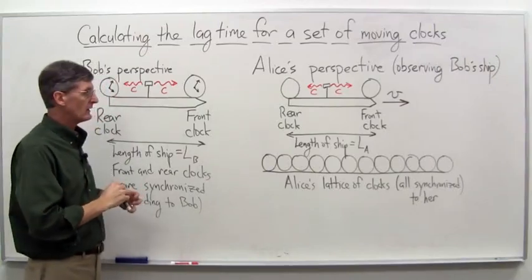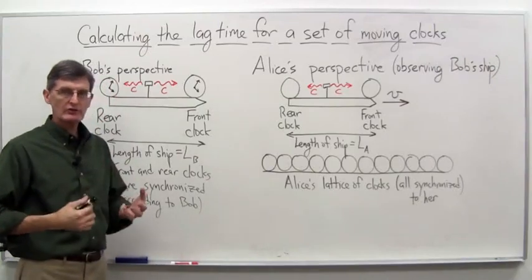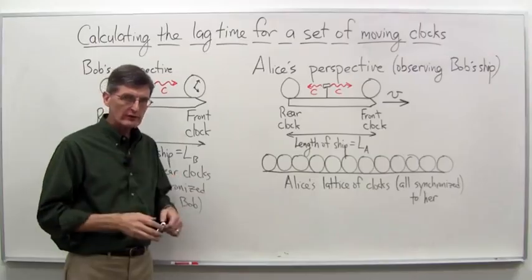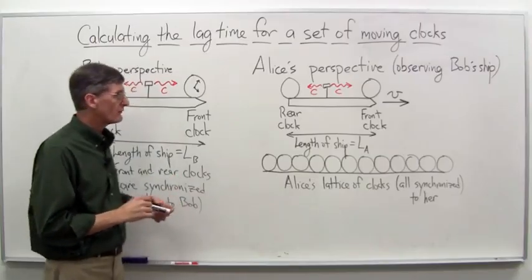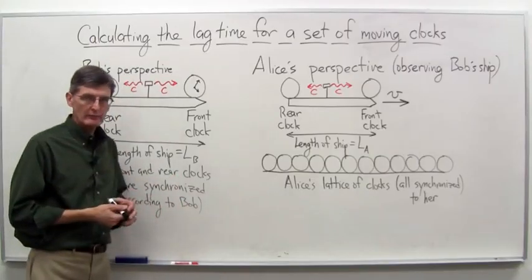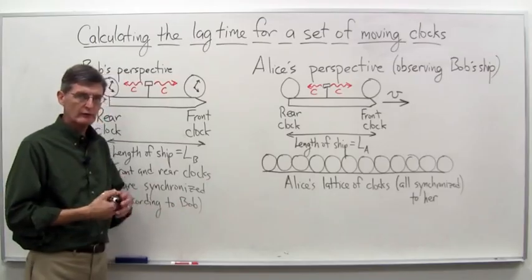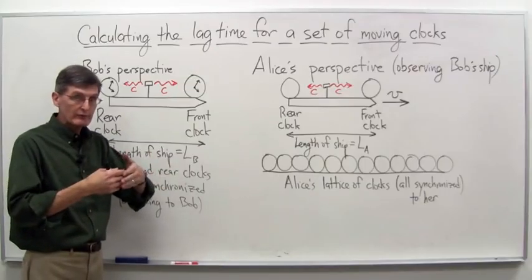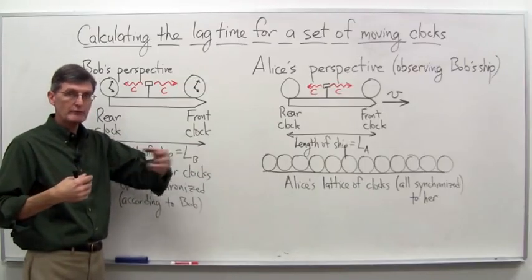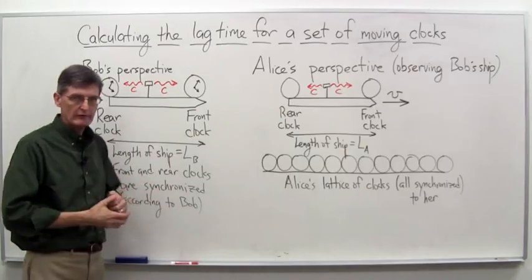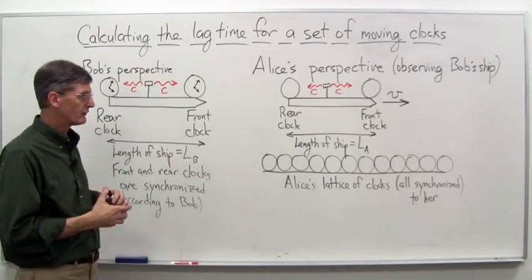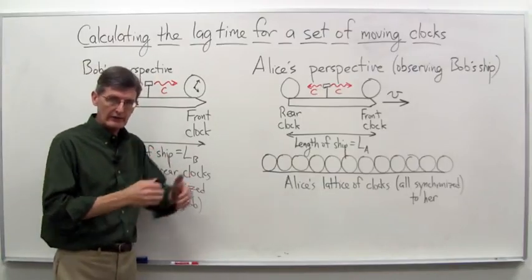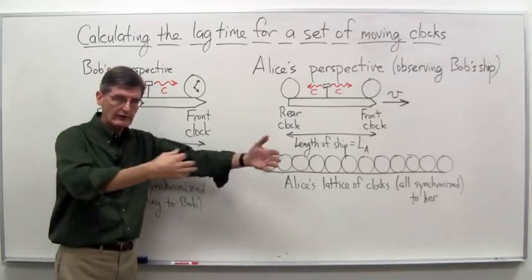Okay, in the last video clip, we mentioned that we wanted to go back and do a quantitative calculation for the lag time of a set of moving clocks. In other words, when an observer like Alice is looking at a set of Bob's clocks that are moving past her, or the other way around, if Bob is observing Alice's clocks, then the front clock lags in a sequence of clocks as it's moving past.